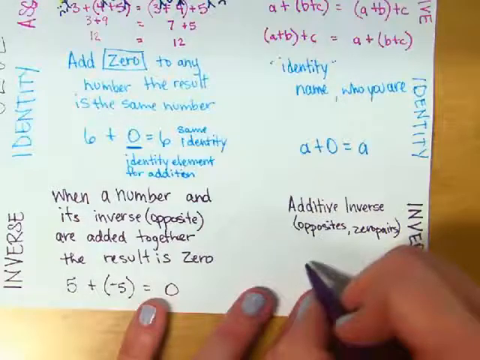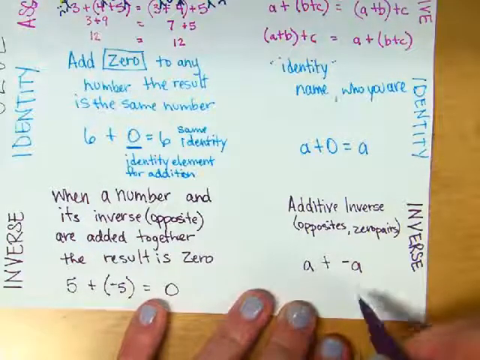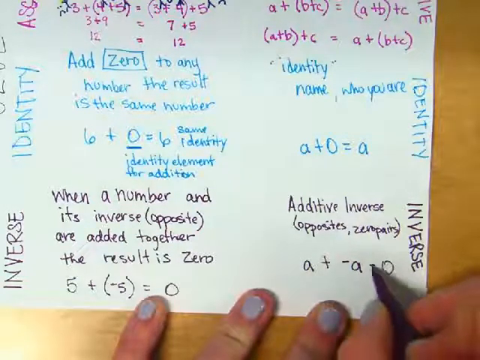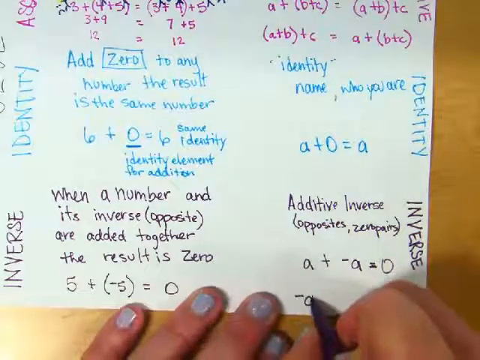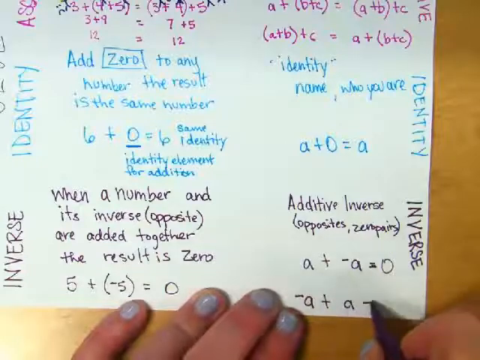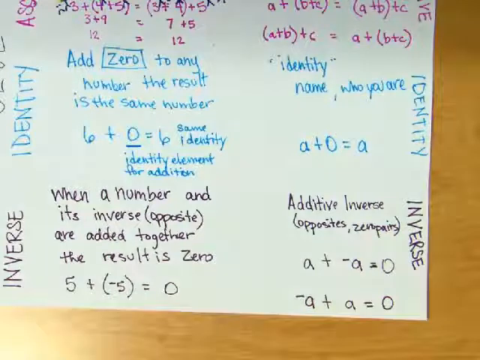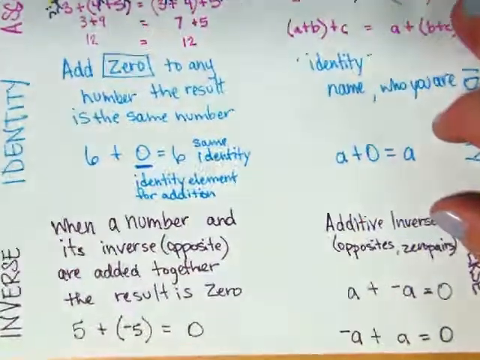So it could look like A plus the opposite of A. That's how we would read that. That would be 0. Or it could say the opposite of this A plus this A is equal to 0. And that's all we have for the addition properties.